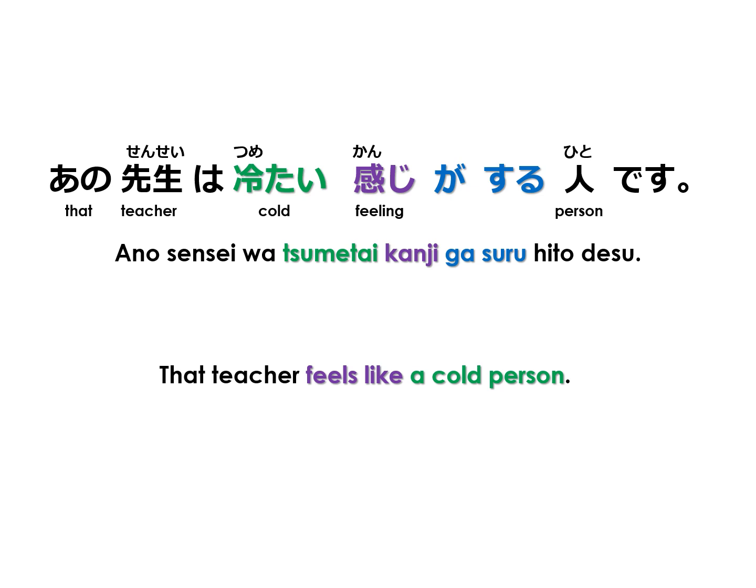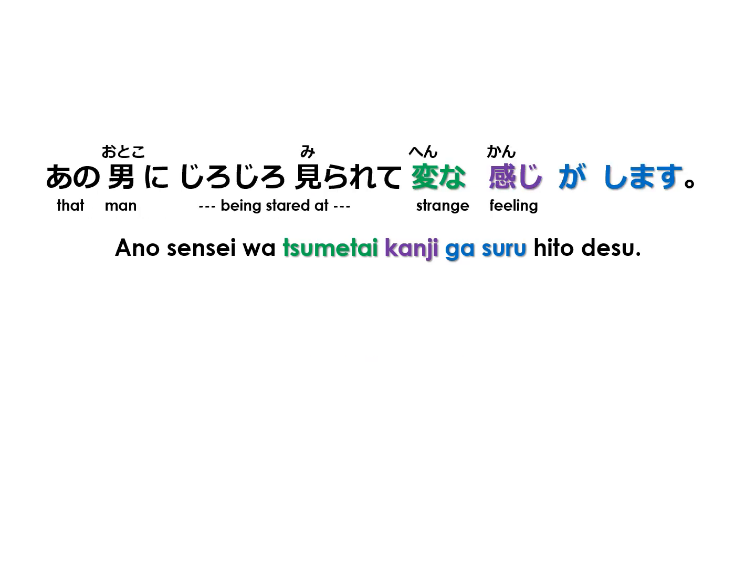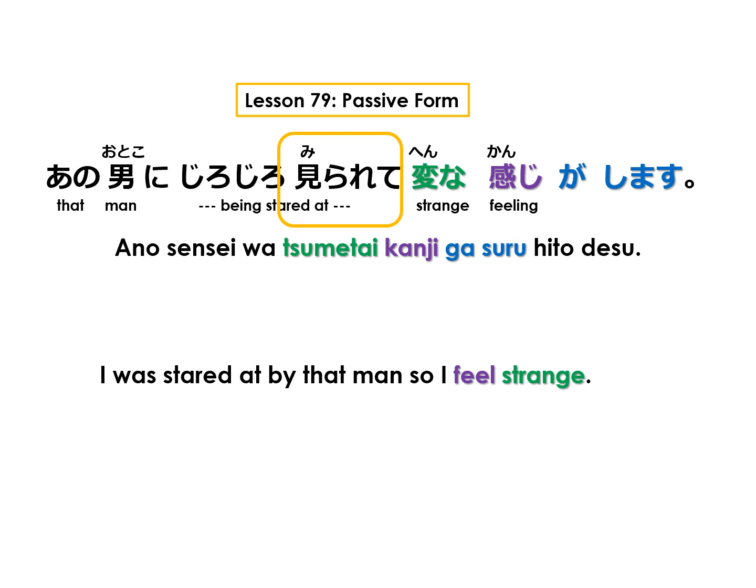あの男にじろじろ見られて変な感じがします. I was stared at by that man, so I feel strange. It's more like I feel creepy being stared at by that man. 見られて is the passive form of 見る to see. It means being seen. You can review how to make the passive form in lesson 79.